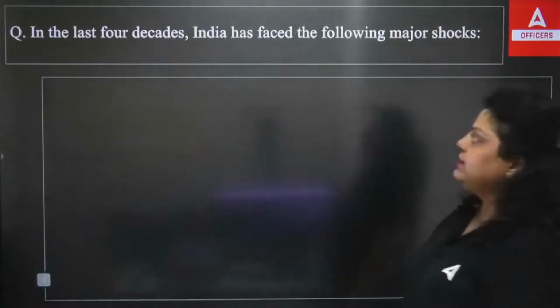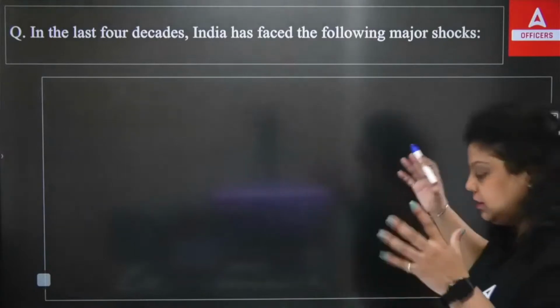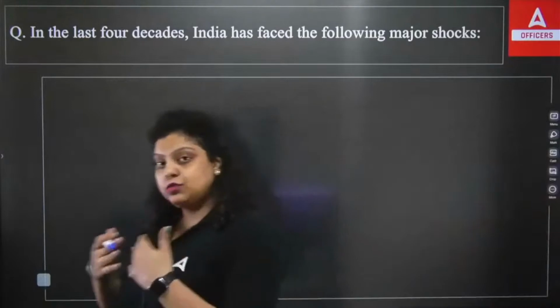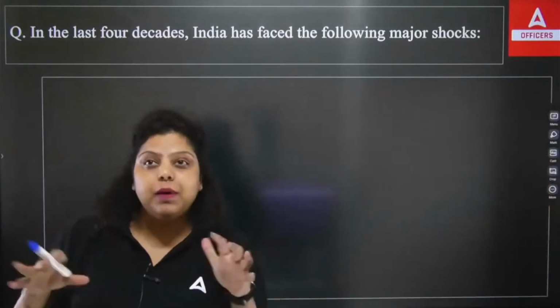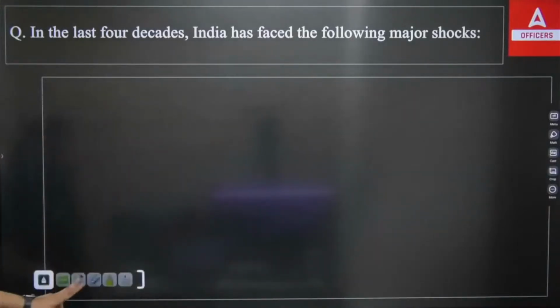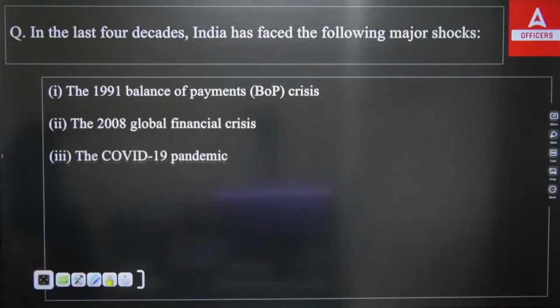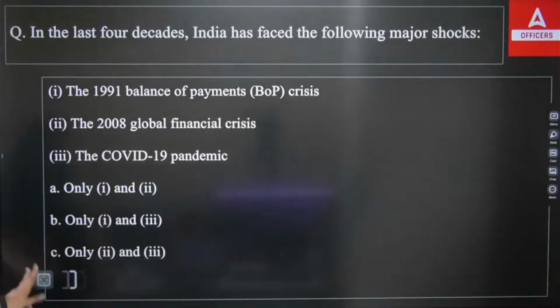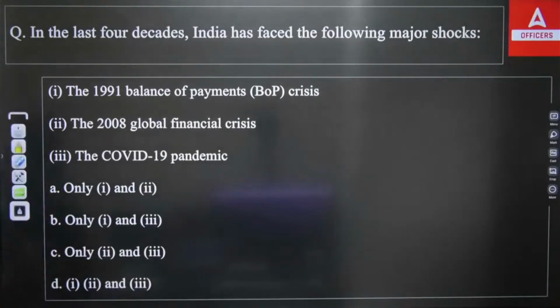In the last 4 decades, India has faced the following major shocks. Decades means a period of 10 years. So, in the last 4 decades, India faced certain major shocks that affected India's growth and development. The shocks defined here: first is the 1991 balance of payment crisis. Second is the 2008 global financial crisis. Third is the COVID-19 pandemic. Which of these did India face in the last 4 decades?